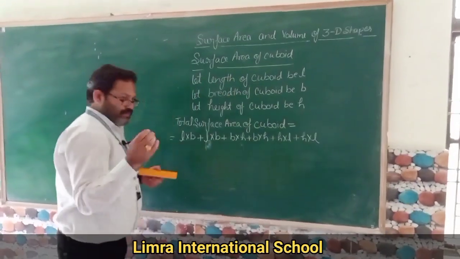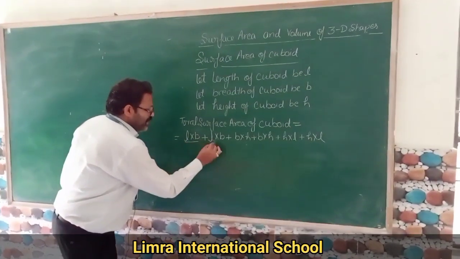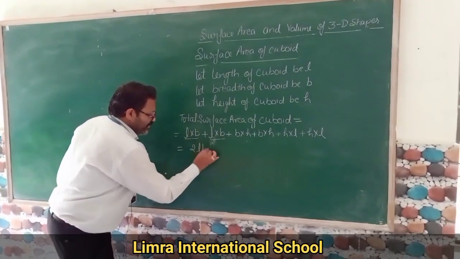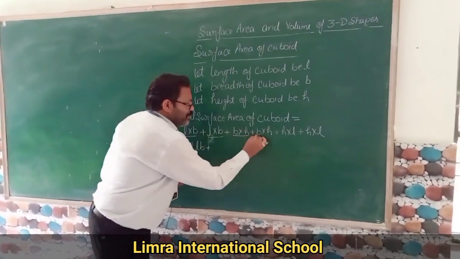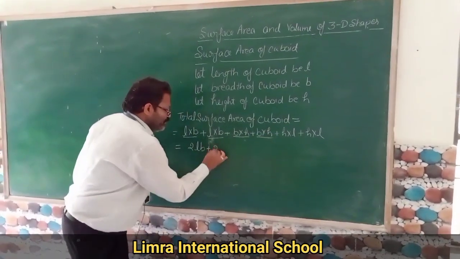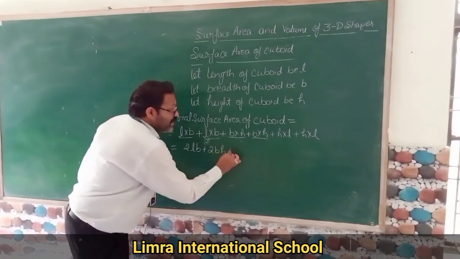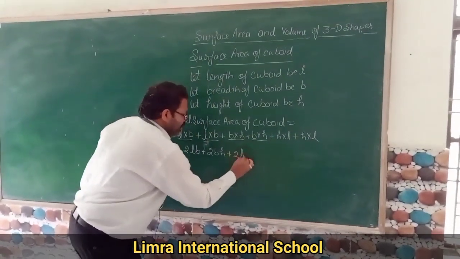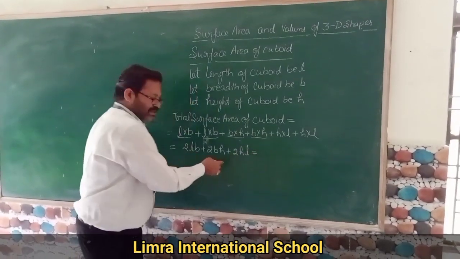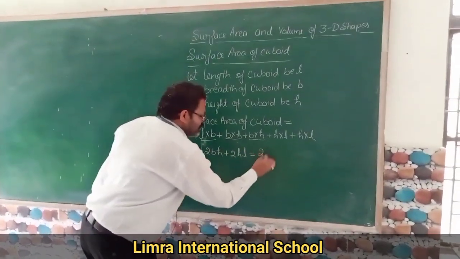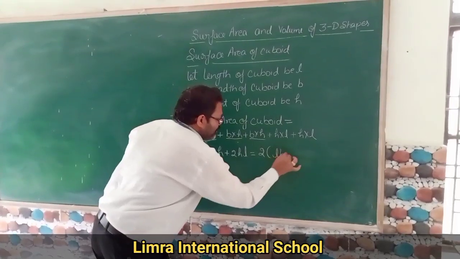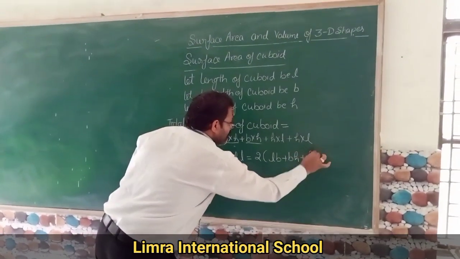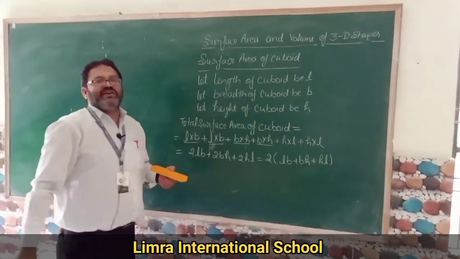So you can see L into B, L into B. So you can write here 2LB. B into H, B into H, you can write here 2BH. H into L, H into L, so you can write here 2HL. You can take 2 as common. So 2(LB plus BH plus HL). This is the total surface area of a cuboid.